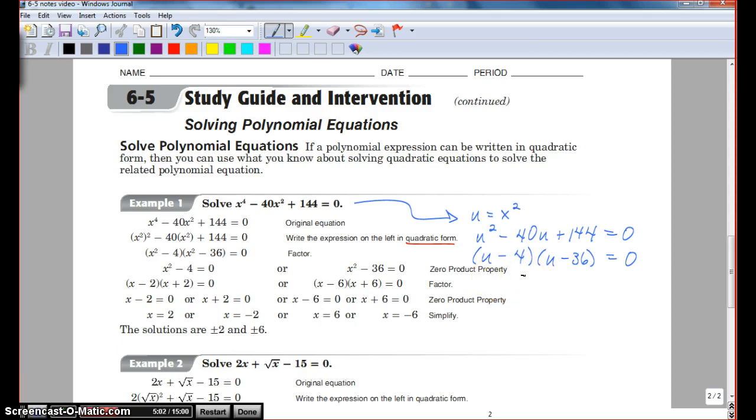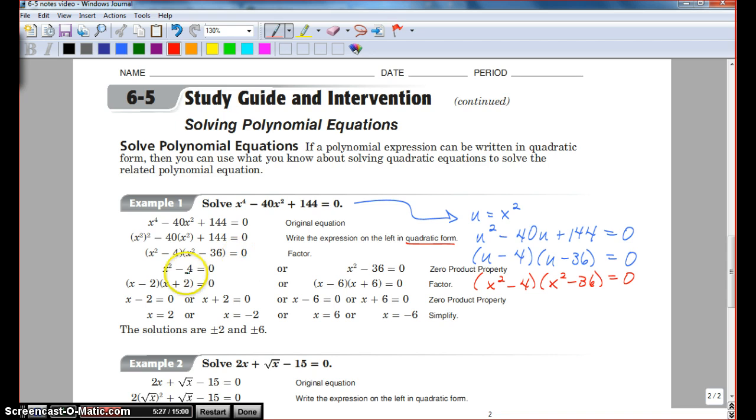Now we're not done. What we then do is take what we substituted in the first place for x squared. We substituted u, but now we go back and plug x squared in for u. And this is the quadratic that we are ultimately going to want to continue with. And that's where you see the work here. X squared minus 4 times x squared minus 36 equals 0.